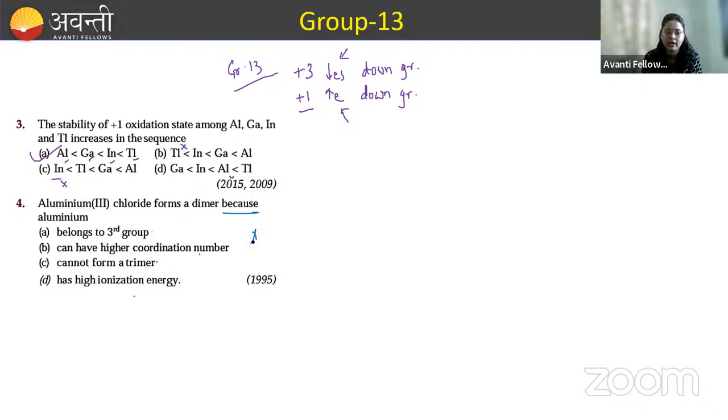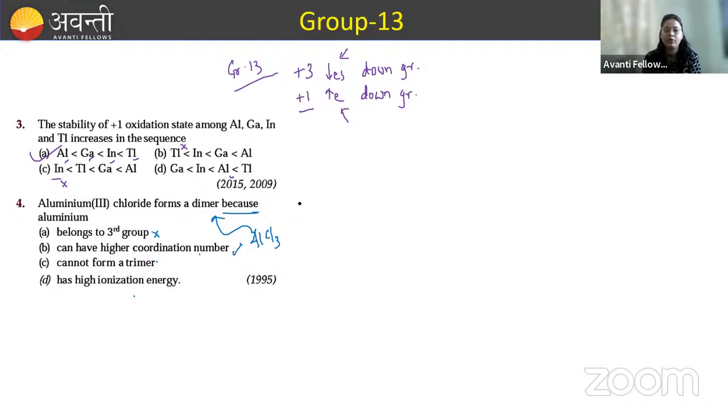So you must be knowing about the AlCl3 molecule, that is aluminium chloride. You know that it is present in terms of its dimer. So why does it form a dimer? Because it belongs to the third group? No. Because it has a higher coordination number? Yes, this is our answer.